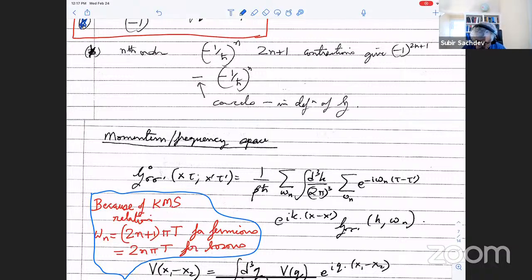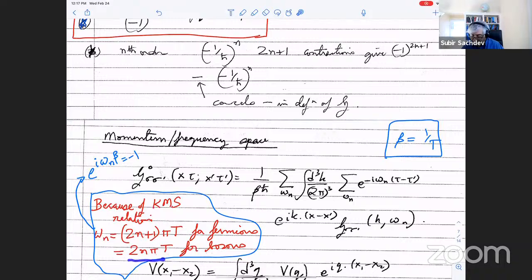So why did we get these strange frequencies? If you go forward in time by 1 over T, which I'm now going to call beta, e to the i omega n beta is equal to -1. Here beta equals 1 over temperature. And these are all the values of omega n for which that's true. So those are the allowed frequencies. These values. For bosons, it's even multiples of pi T, because they're just simply periodic.